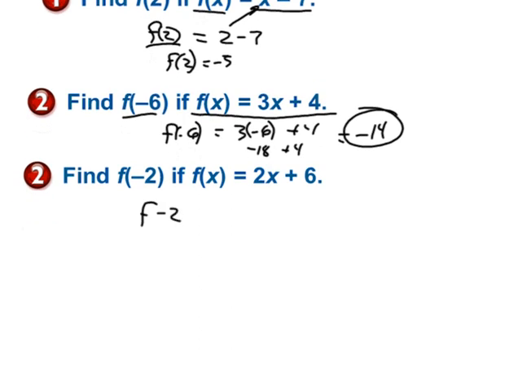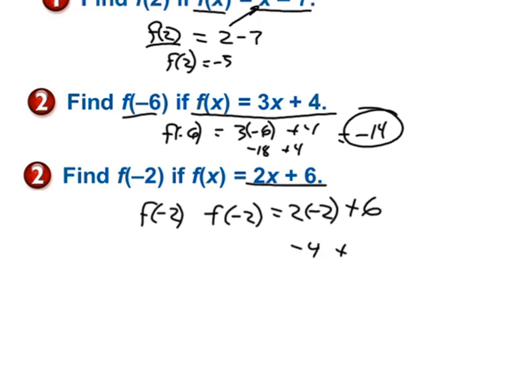F of negative 2 is going to be my input. The rule is going to be, f of negative 2 is going to be equal to 2x plus 6. So it's 2 times the negative 2 plus 6. 2 times the negative 2 is negative 4. Negative 4 plus 6 would become 2. So the output f of negative 2 would be equal to 2.